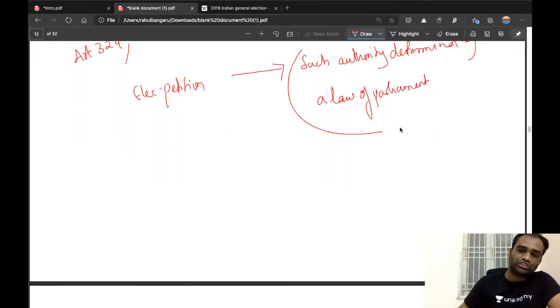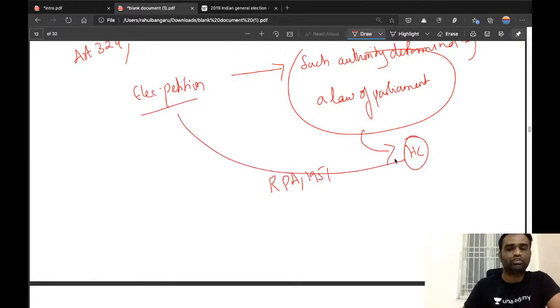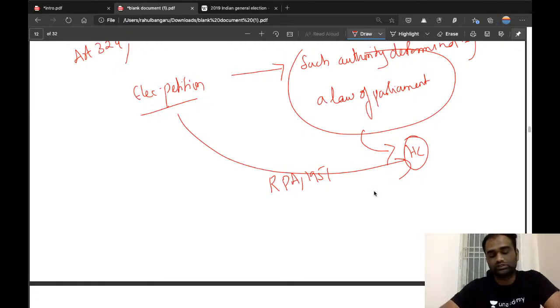Using this provision, Parliament has passed the Representation of People Act 1951. This Act has chosen the High Court as the authority. So if there is a dispute regarding Lok Sabha elections, an election petition has to be filed before the respective High Courts. Okay, so that's it with regard to elections. Next, we will discuss the special powers of Lok Sabha.